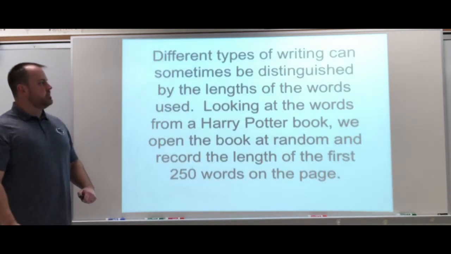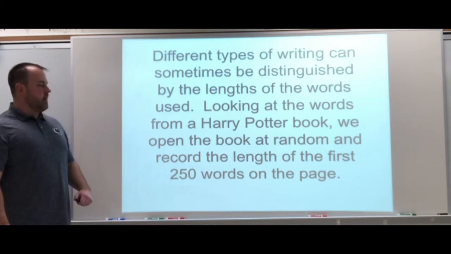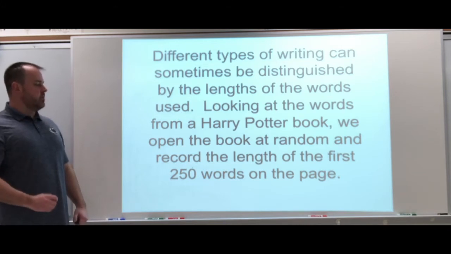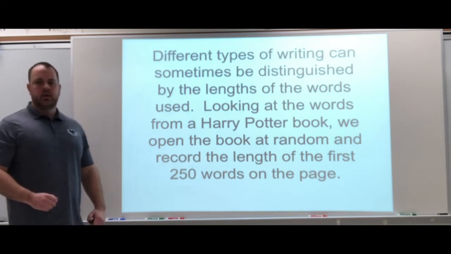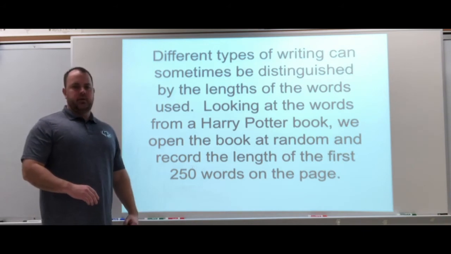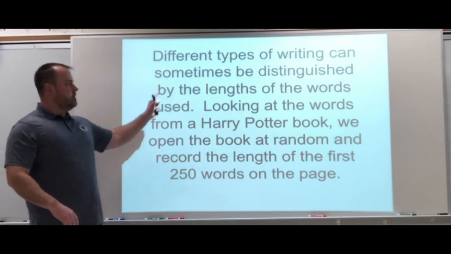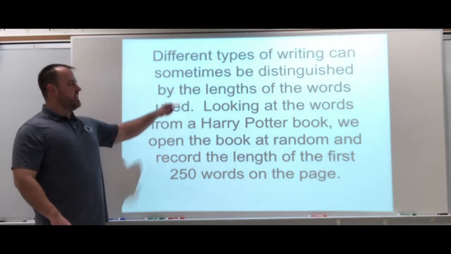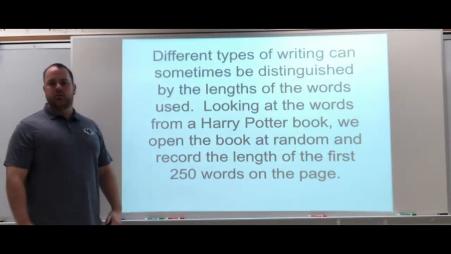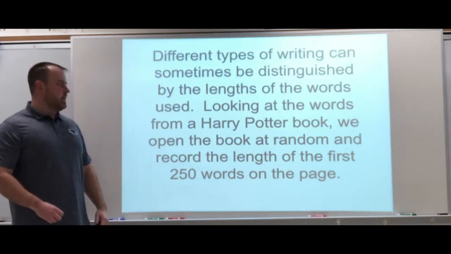Different types of writing can sometimes be distinguished by the length of the words used. Looking at the words from a Harry Potter book, we open the book at random and record the length of the first 250 words on the page. So there's an example of a study. Okay? We're looking at the types of writing and we're seeing if the length of the words are going to be able to be used to distinguish what type of writing it is.